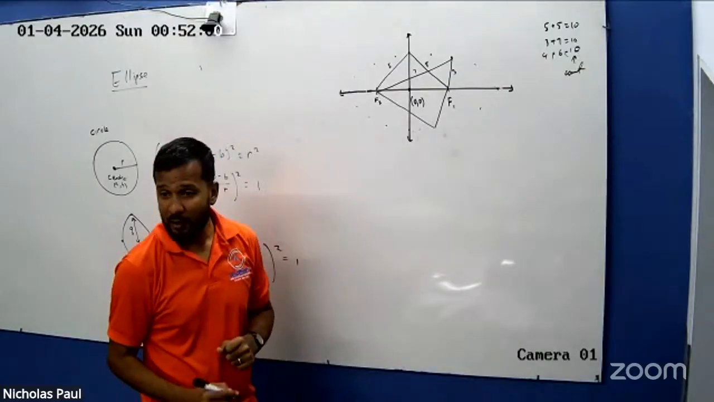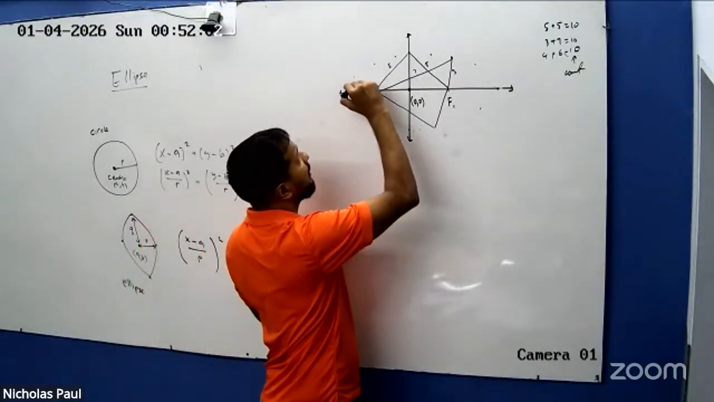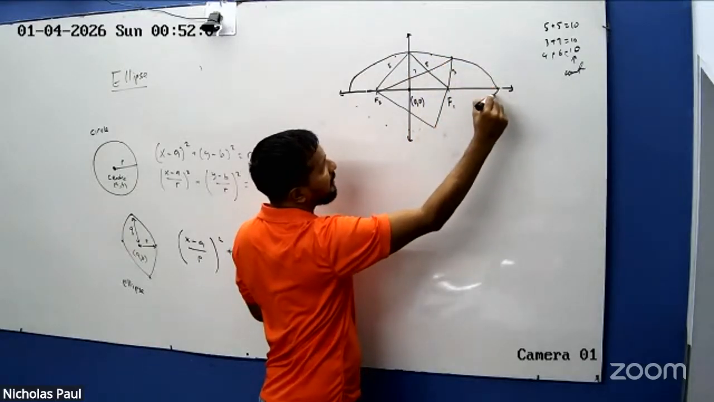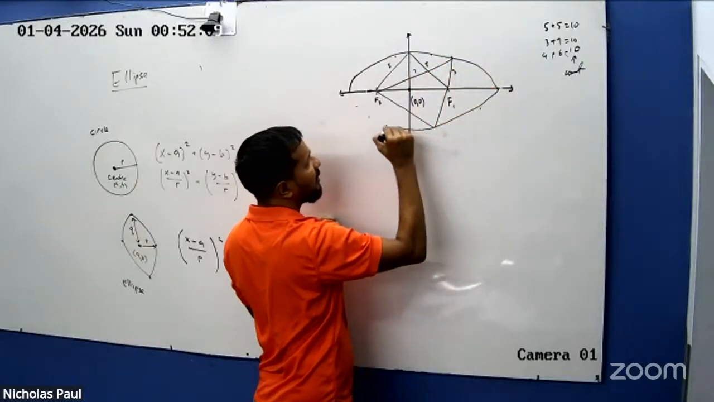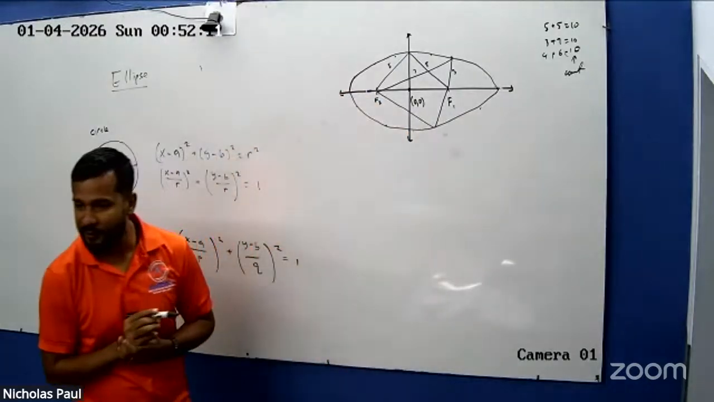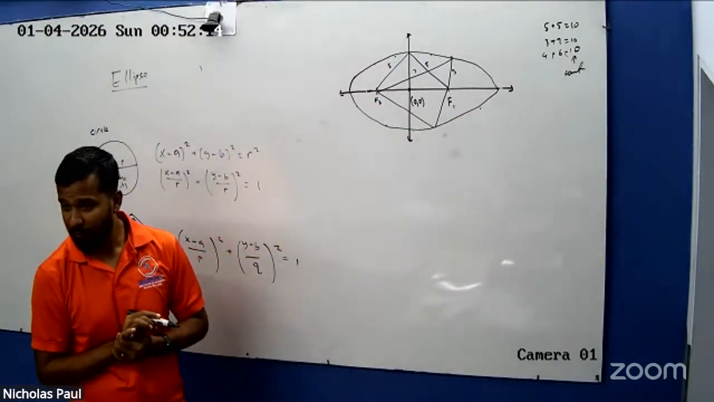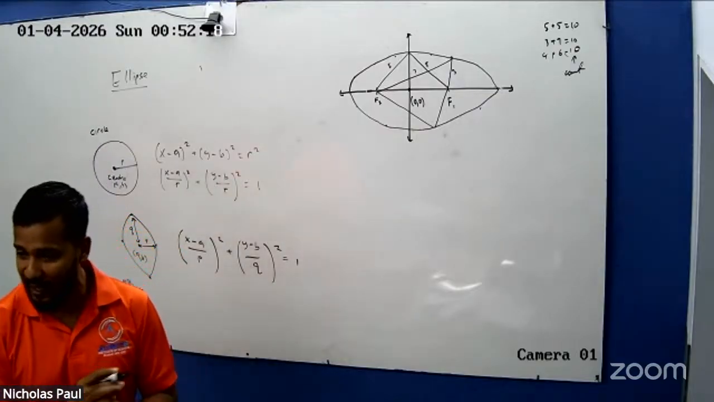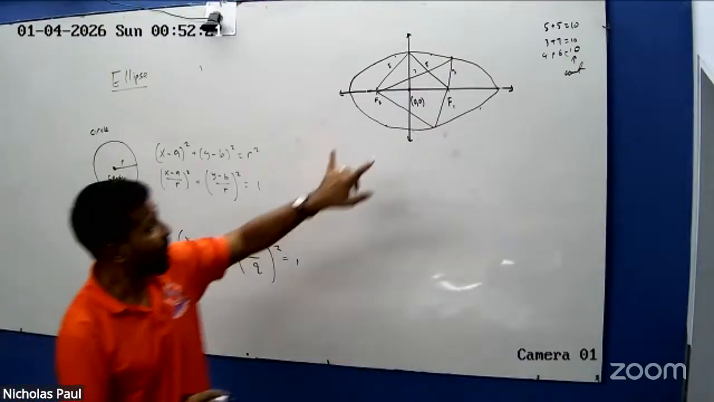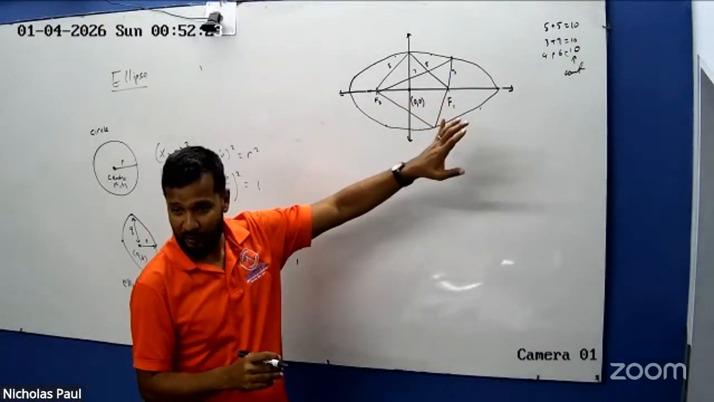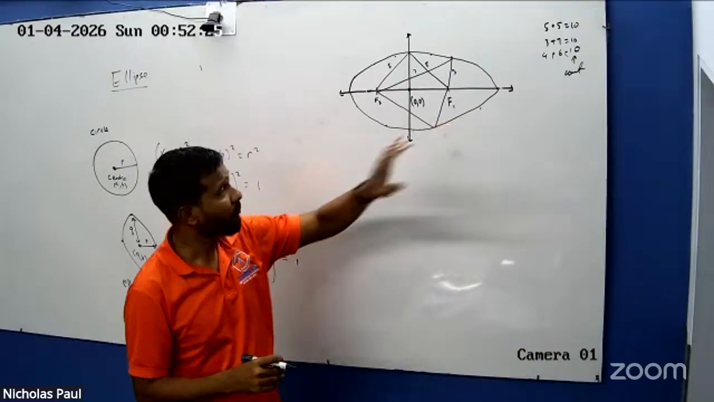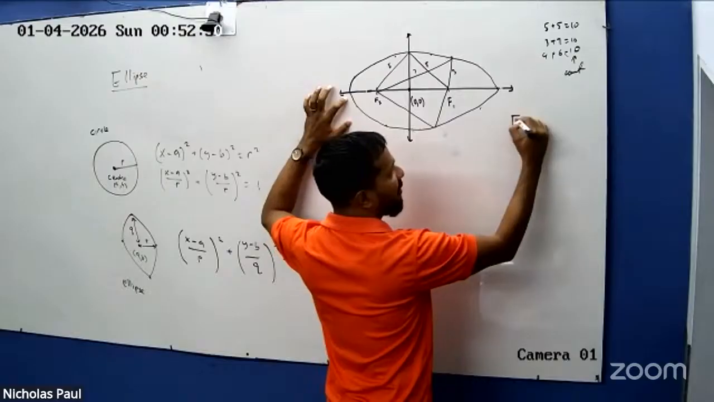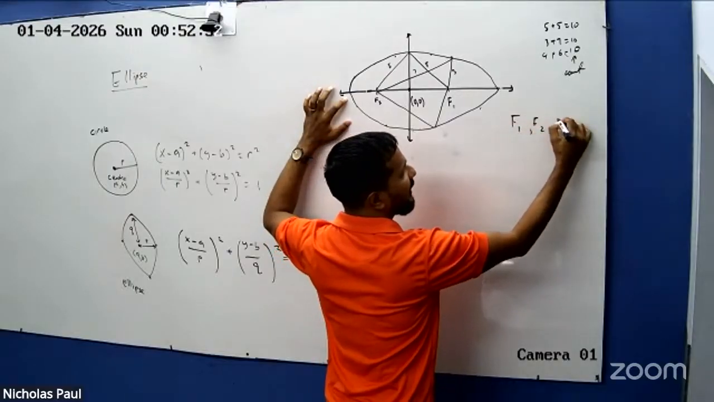Everybody okay with that? And the path it will trace out is an ellipse. That's okay? So what is the condition? The condition is the sum of the distances from the foci is always constant. Everybody okay with that? There are two things that we need to know here, F1 and F2. We call those the foci.